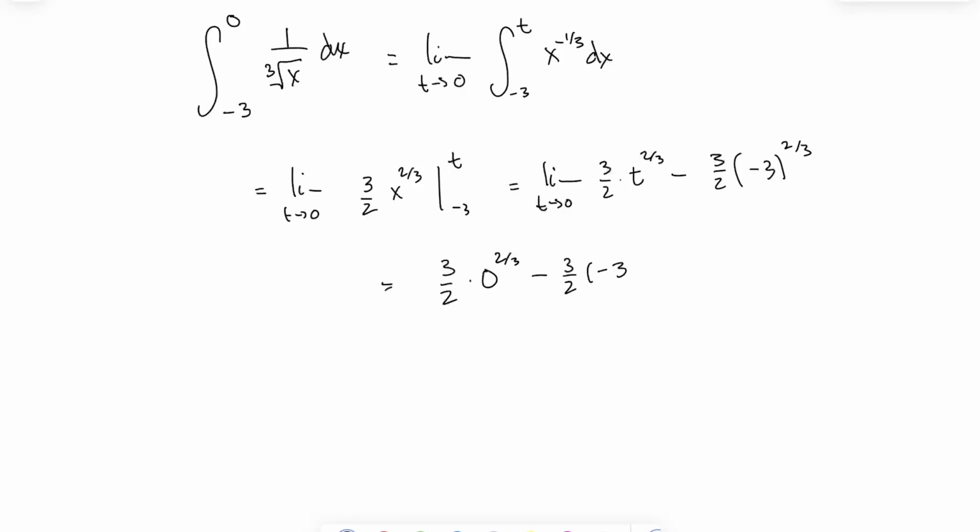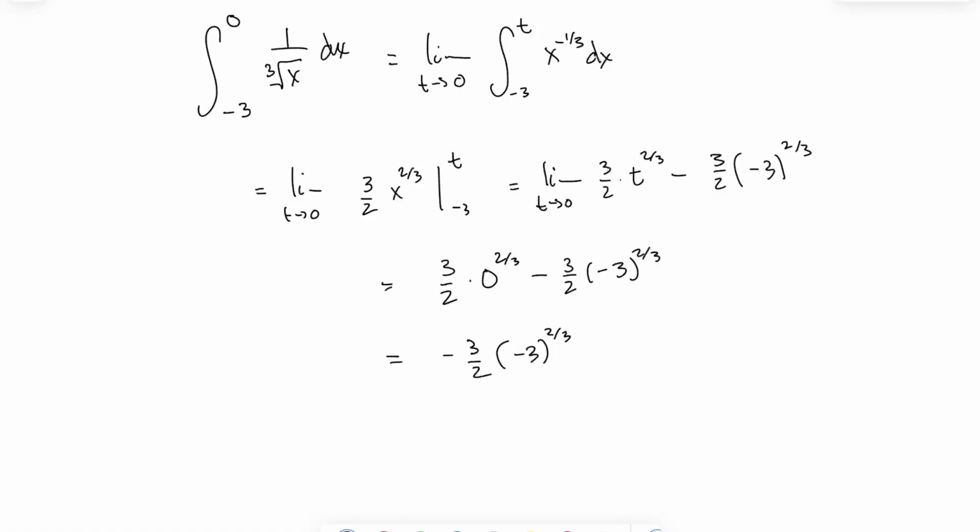3 halves minus 3 to the 2/3. That's 0 at the beginning. So my final answer is minus 3 halves times negative 3 to the 2/3. You can type this in your calculator if you want to. 2/3 power means you square it and then take the cube root, so you could also write this as the cube root of 9, which wouldn't simplify any more than that. All right, great. That's the sneaky ones.